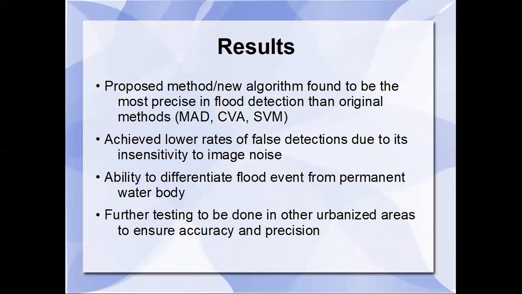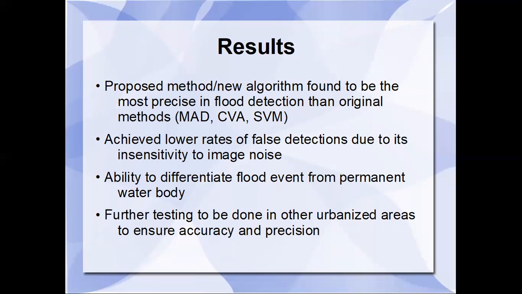So the results: the proposed method and the new algorithm that they used was found to be the most precise in flood detection compared to the original methods. MAD, CVA, SVM. MAD is multivariate alteration detection. CVA is change vector analysis. SVM is support vector machine. And they also did use other methods, but they didn't really go too much in depth. They really focused on just MAD, CVA, and SVM.